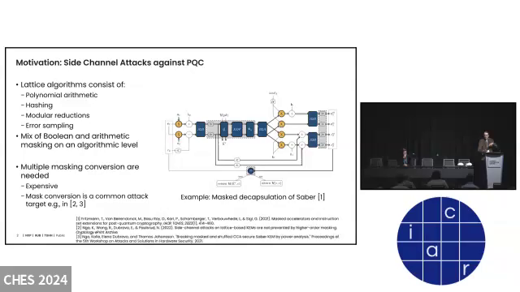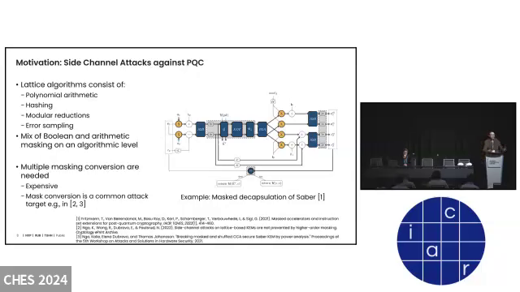When we look at these lattice algorithms, they have lots of different components. You have polynomial arithmetic, hashing, modular reductions, error sampling, and lots of different stuff. So in these masked implementations, there's usually a mix of Boolean and arithmetic masking on an algorithmic level, depending on what is more efficient. Here, for example, you can see a masked decapsulation of Saber. It starts off in the arithmetic domain, then you go to Boolean, do some operations, then go back to arithmetic, then more operations, then back to Boolean again. So, lots of masking conversions.